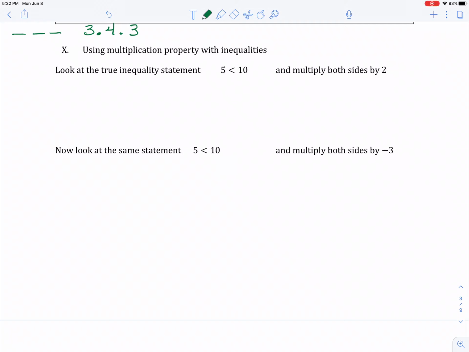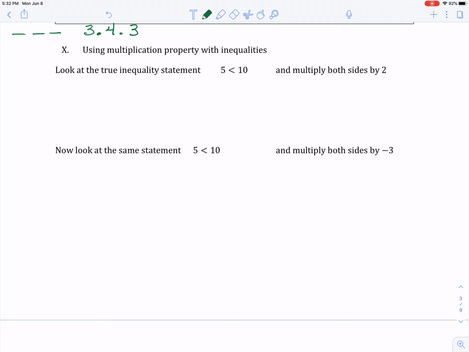I'm still working in section 3.4. This is Susan Poss. This is the third video, so I've numbered this 3.4.3. We're looking now to solve inequalities that require me to use the multiplication property.